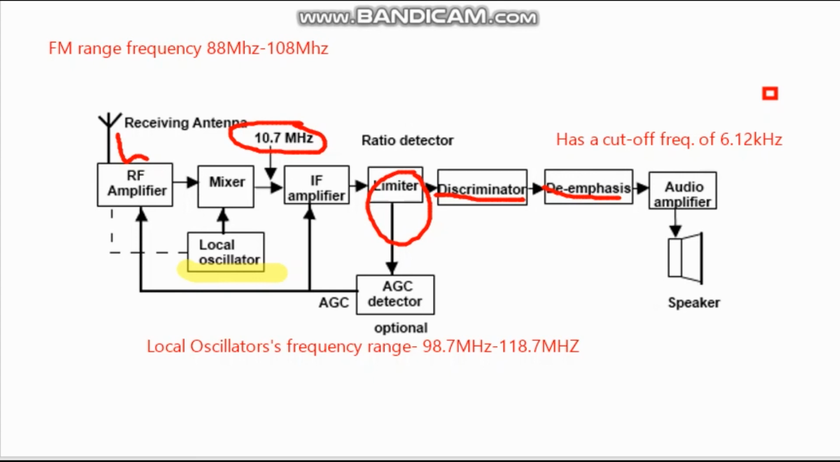So that is how basically the Super Heterodyne FM receiver works, from RF amplifier to audio amplifier and speaker. That is how the circuit or the FM receiver recovers the information signal, or indeed processes the signal.